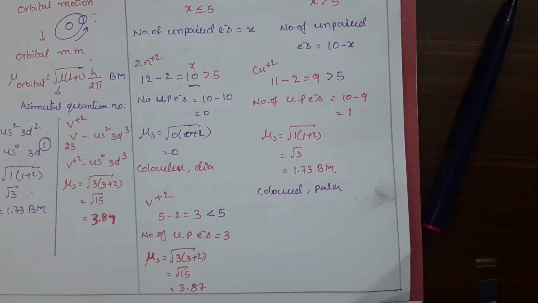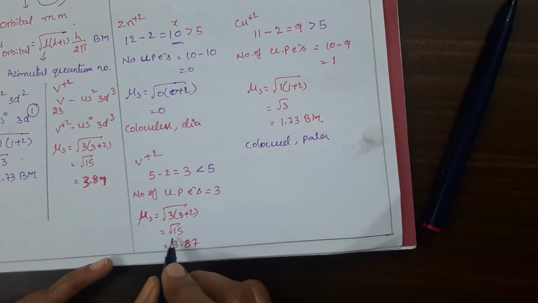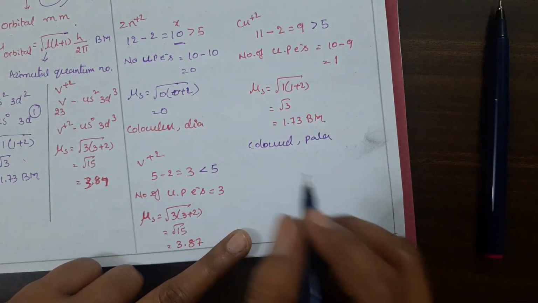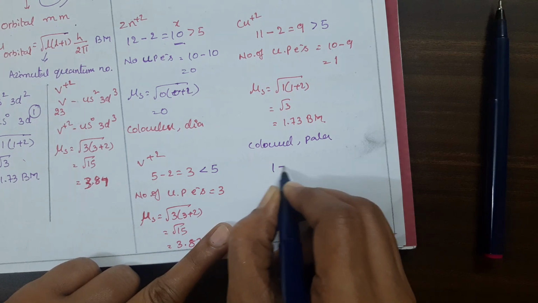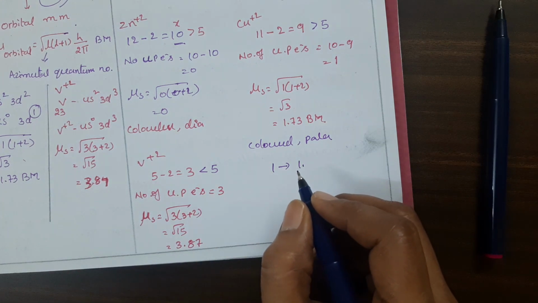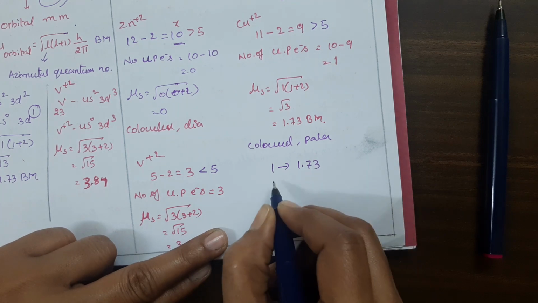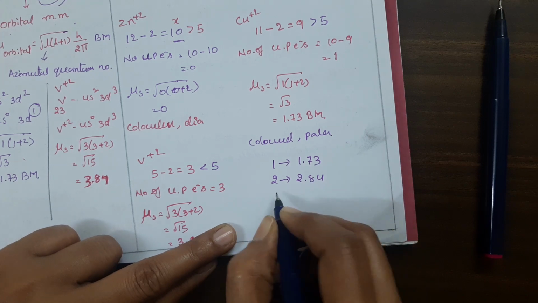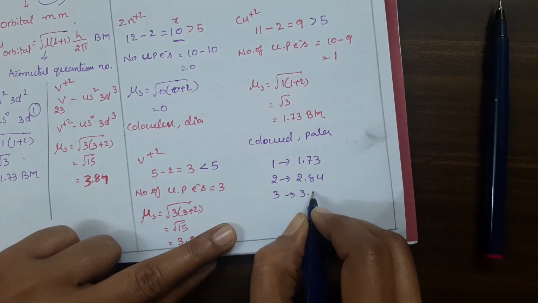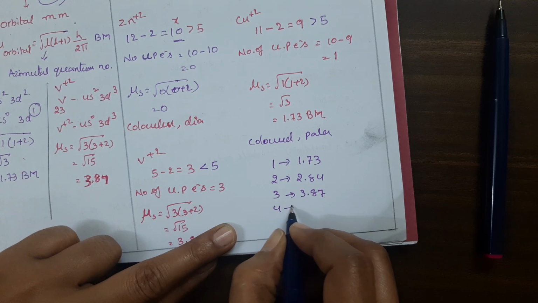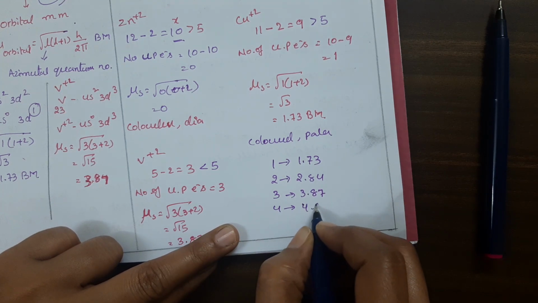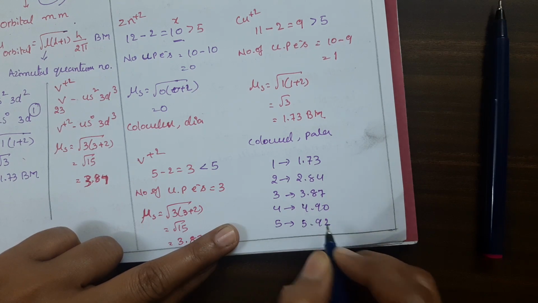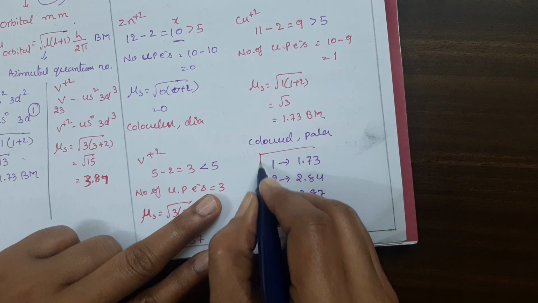To write this magnetic moment value, it is difficult to find the root 15 value and root 24 value, all those. So just remember these five values. One more trick: for one unpaired electron, the value is 1.73. For 2 unpaired electrons, 2.84. For 3 unpaired electrons, 3.87. For 4 unpaired electrons, 4.90. And for 5 unpaired electrons, 5.92. So remember these values only.